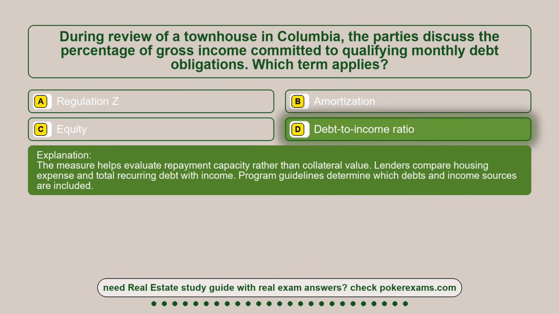The measure helps evaluate repayment capacity rather than collateral value. Lenders compare housing expense and total recurring debt with income. Program guidelines determine which debts and income sources are included.